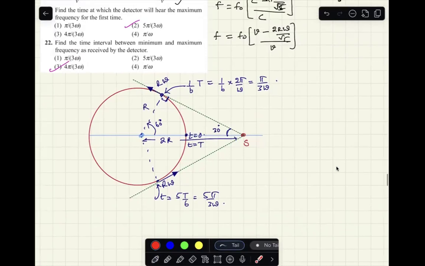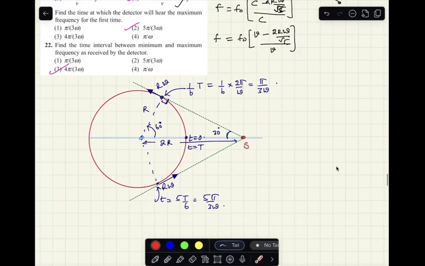Now, what are you asking me? When will it hear maximum frequency, as it started here? At the moment it arrives here, you will hear maximum frequency, at 5 pi by 3 omega. The interval is what they are asking. Simple. Pi by 3 omega is minima, 5 pi by 3 omega is maxima.